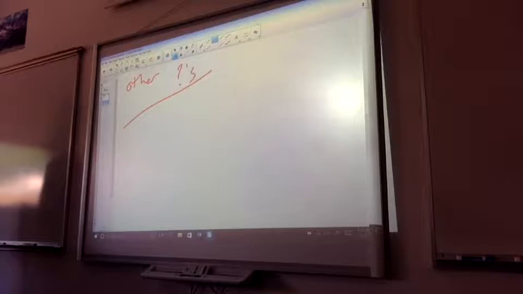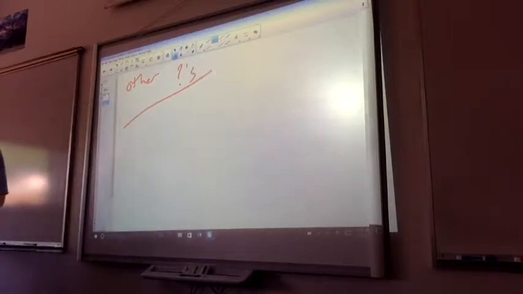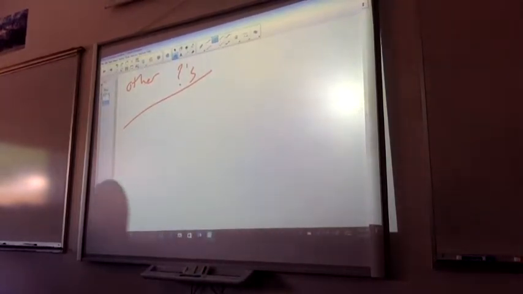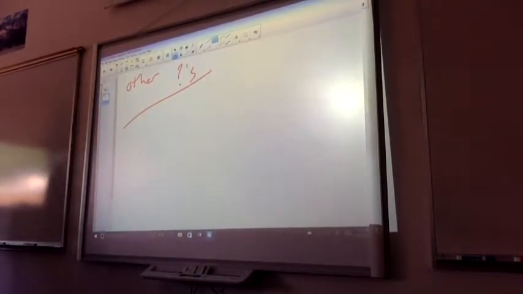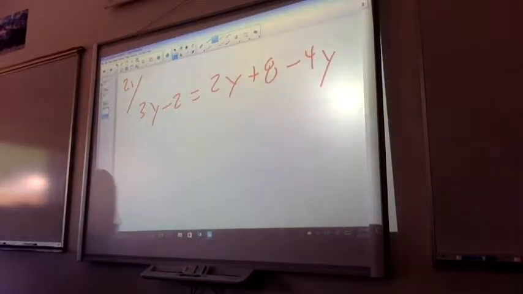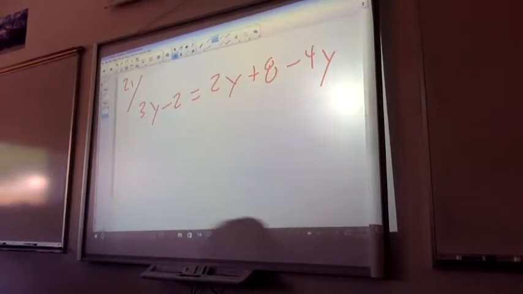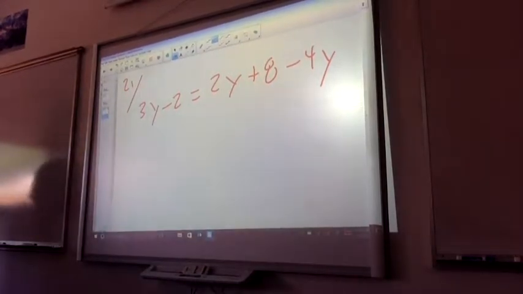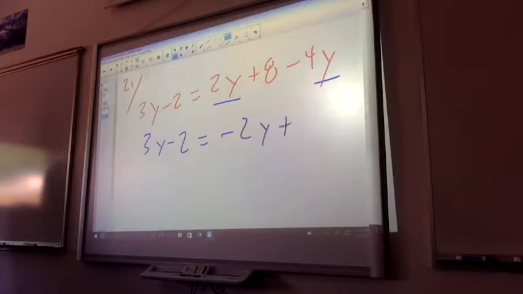Anything else you came across? Yeah, 21? I'll give it right back. Number 21, we have 3y minus 2 equals 2y plus 8y minus 4y. Okay? All right, I do have like terms on the same side, so I'm going to take care of those first. Is that okay so far?